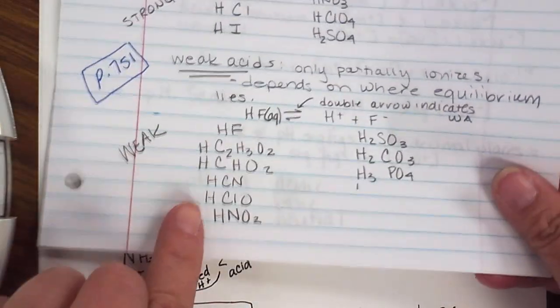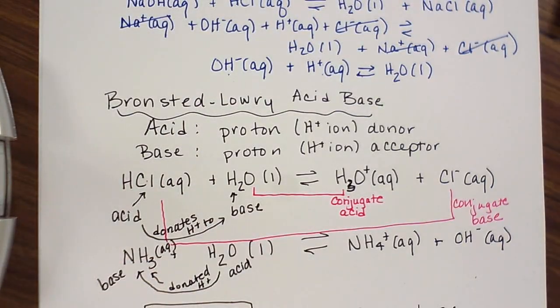Page 751. The list. You got to copy it down and you got to memorize it. Literally, you can figure out a way to memorize it.